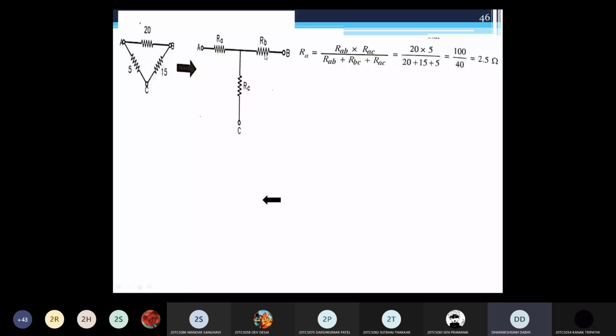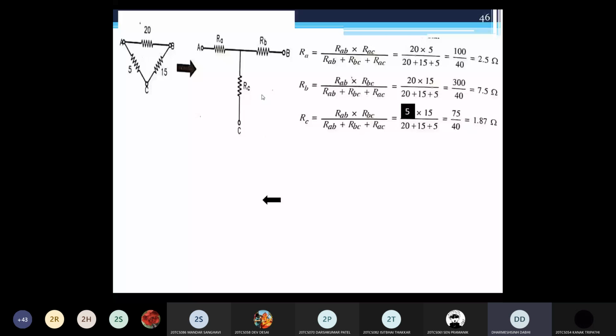In the same way, find the point B resistance RB. At point B in your delta connection, the two resistances are 20 and 15. Multiply 20 and 15, then divide by the addition, which is 40. So RB is 20 multiplied by 15 over 40, and you get 7.5. In the same way, find RC. Give me the answer. 1.875. Yes, 1.87.